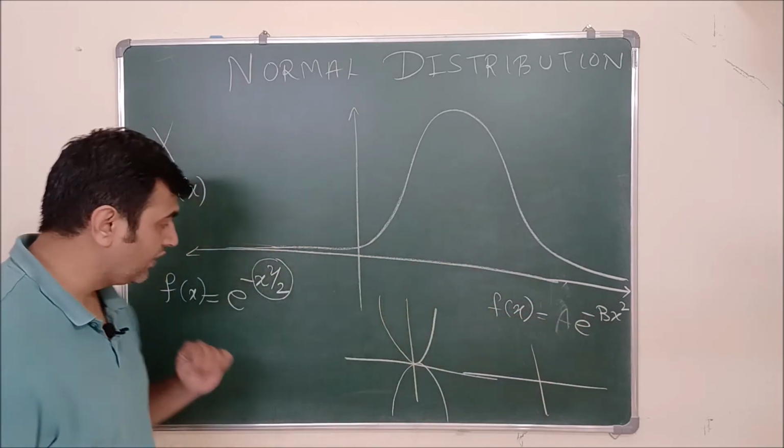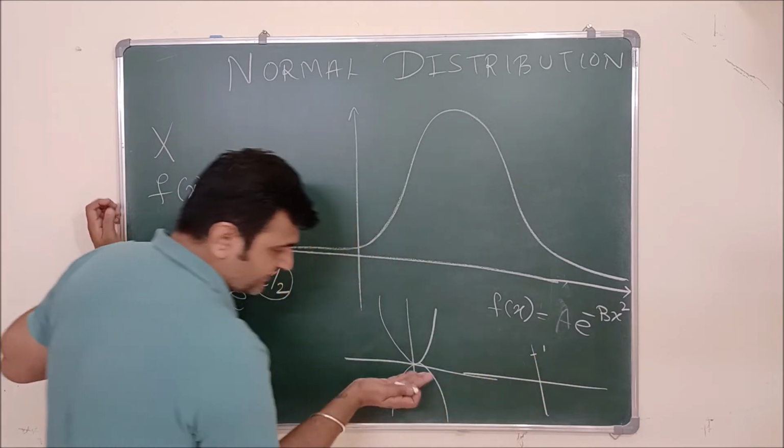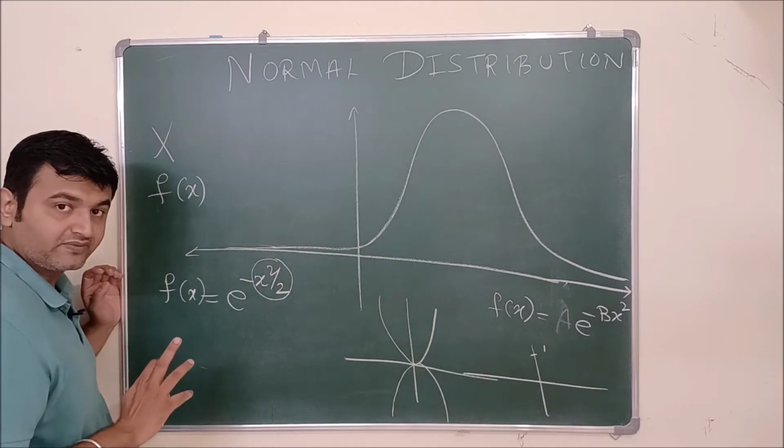That's the first thing to observe. Now what is the value? When x is 0, the value of the graph is 1. This will just get shifted at the height 1. That's the first thing to observe.